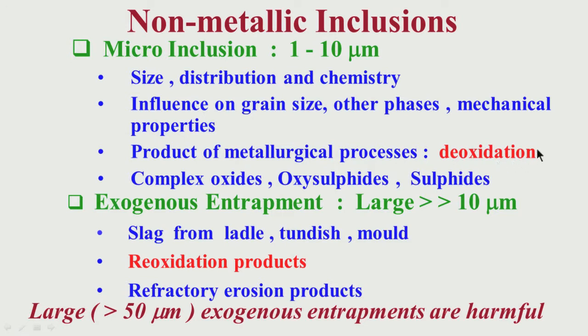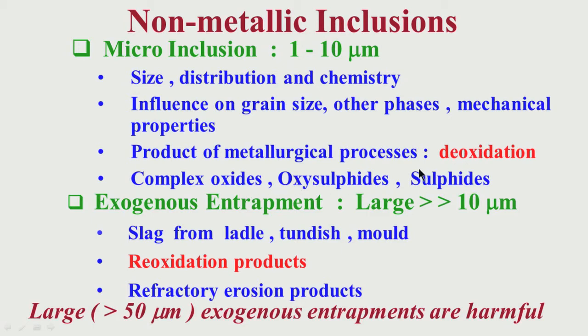For example, deoxidation. Through deoxidation, whatever inclusions are generated, we can call them indigenous non-metallic inclusions, and they are usually minor in size, smaller in sizes in the range of 1 to 10 micron. These are basically oxides, and from sulfur, sulfides can be formed. So, we can have sulfides also. They are also normally very small in size in this range, and then there can be complex oxysulfides, a combination of sulfides and oxides.